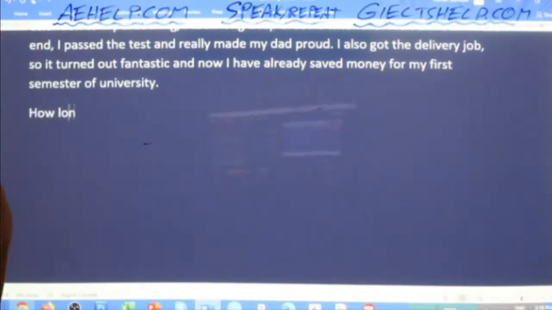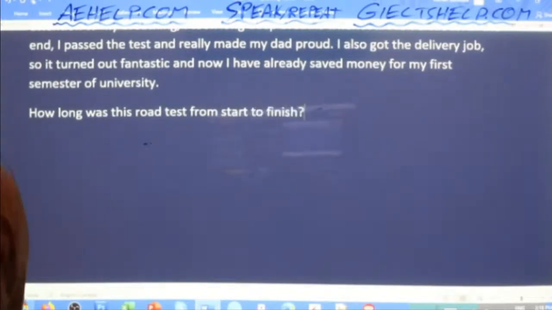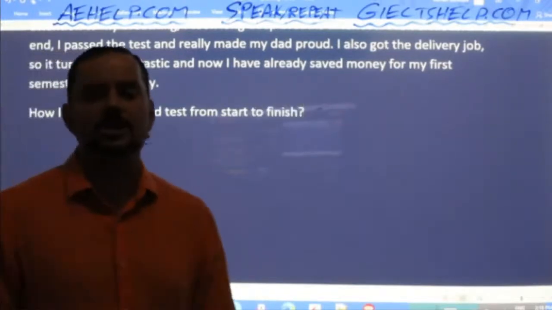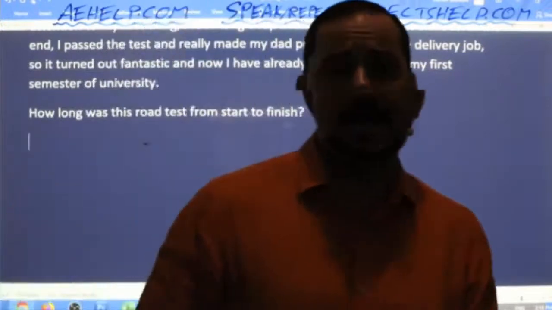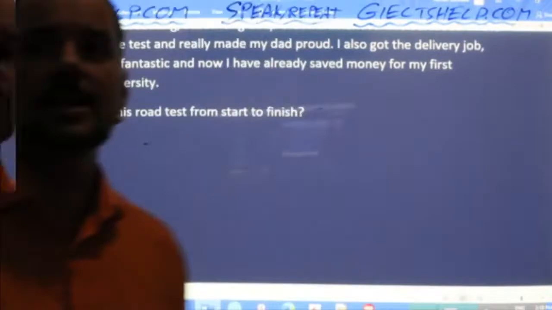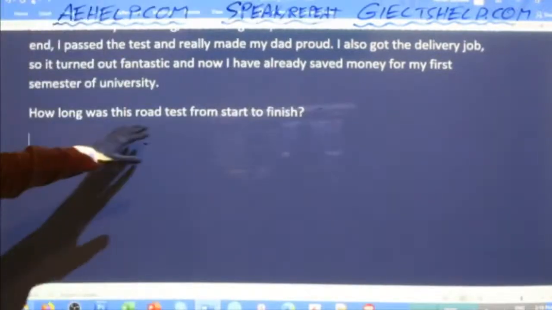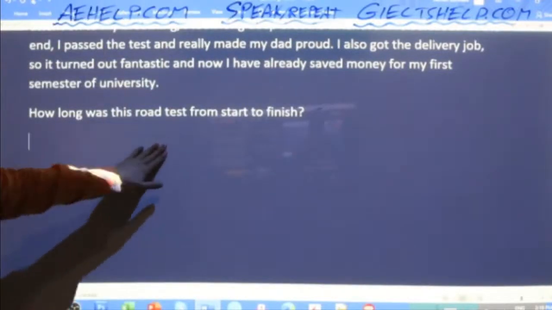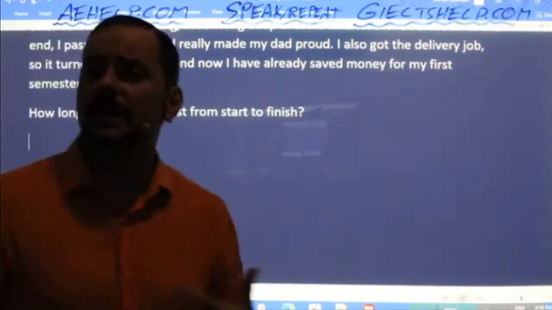how long was this road test from start to finish? Okay, so the examiner's thinking about what questions to ask you while you're giving your speech, while they're marking you, and they might ask you a question like this: how long was this road test from start to finish? Okay, so give me a nice complete answer for this one.